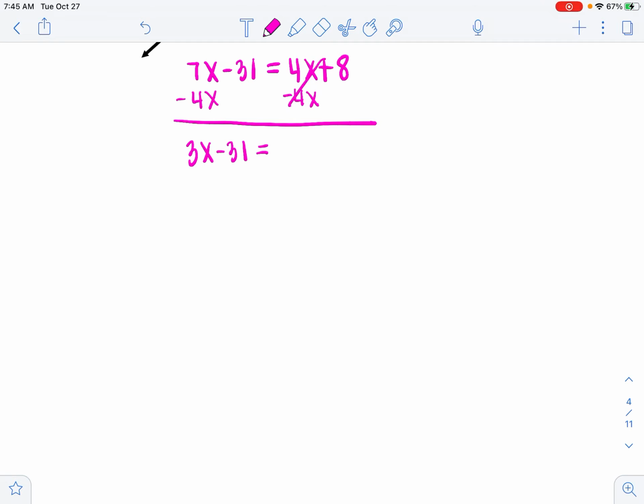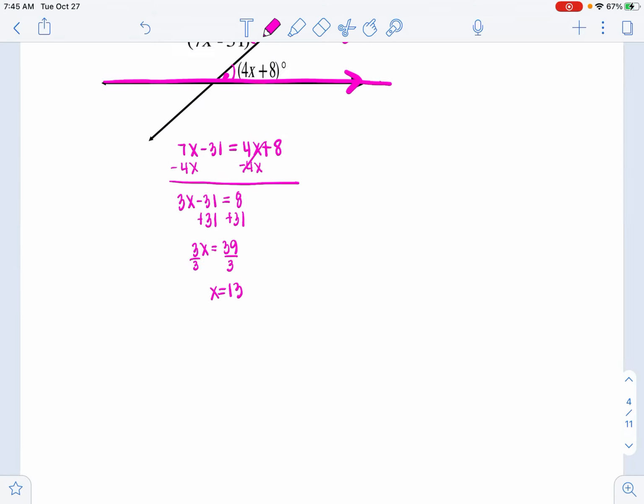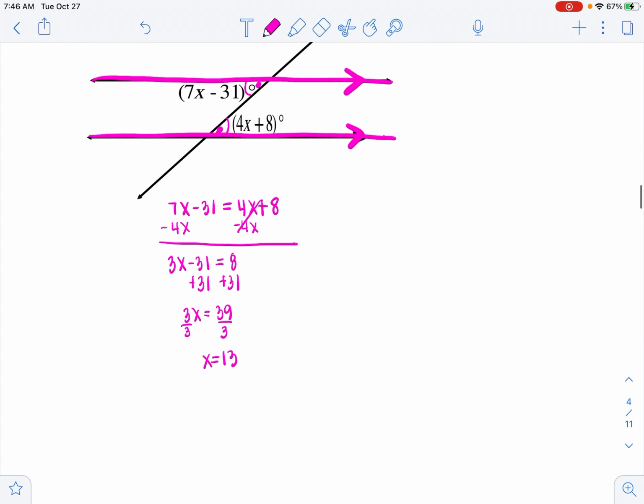So now I have 3x minus 31 is equal to 8. Add 31 to both sides. 3x is equal to 39. Divide by 3, divide by 3. X equals 13. So now let's see if they ask me for x.